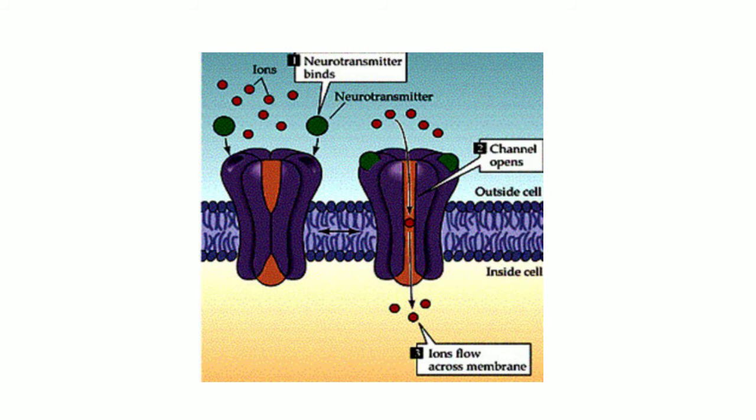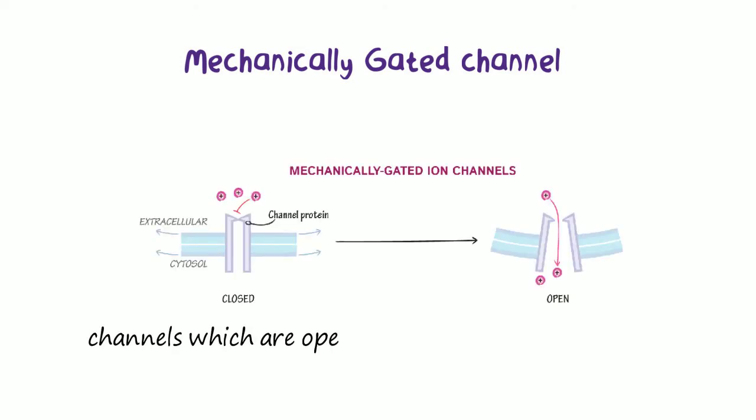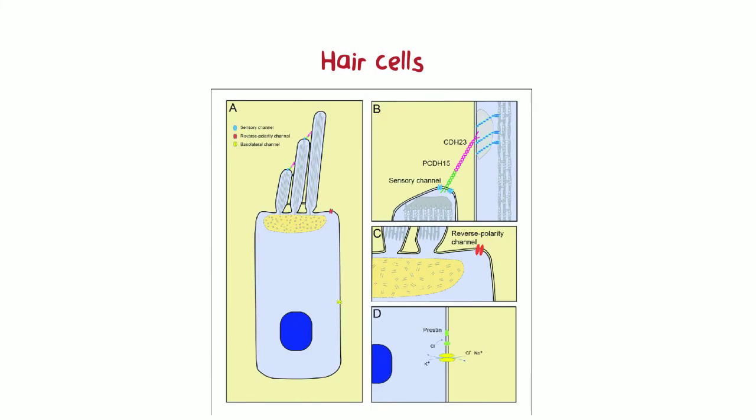The third is the mechanically gated channels, and these are the channels which are opened by some mechanical factors. They are present in pressure receptors and the receptor cells of the organ of Corti and the vestibular apparatus.